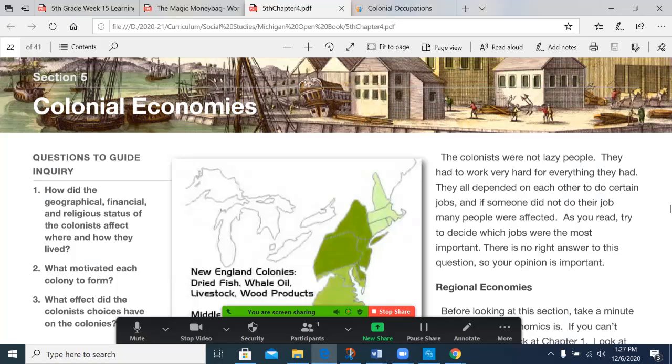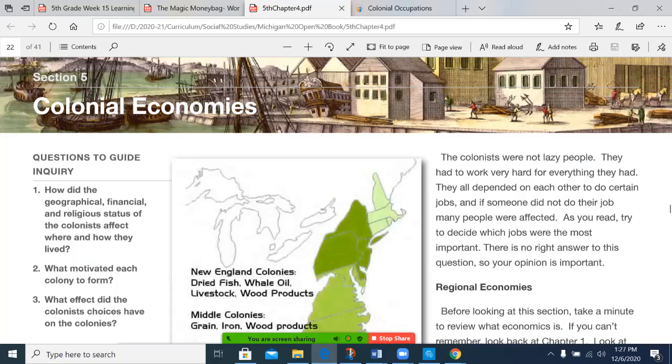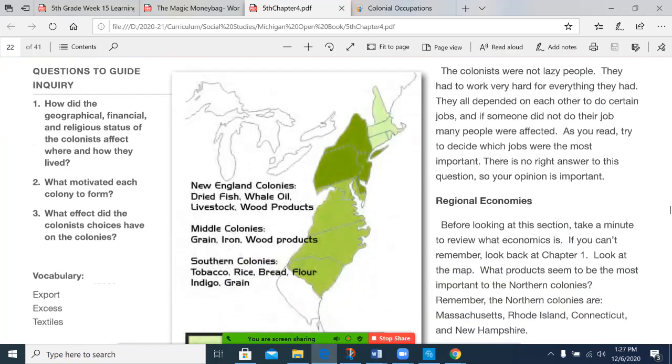In today's episode, we will look at Section 5, Colonial Economies, from the Michigan Open Book, and we'll also look at a slide share looking more closely at some of these jobs. Questions to guide inquiry in this chapter include: how did the geographical, financial, and religious status of the colonists affect where and how they lived? What motivated each colony to form? What effect did the colonists' choices have on their colonies?